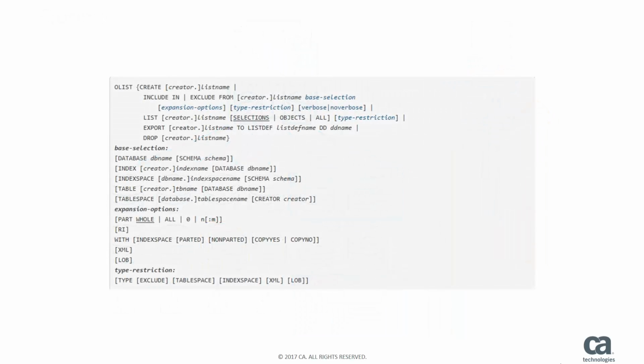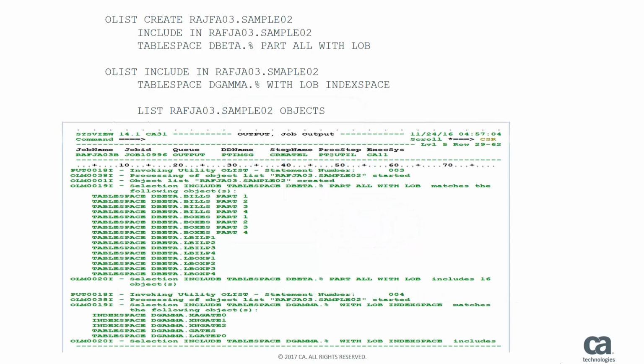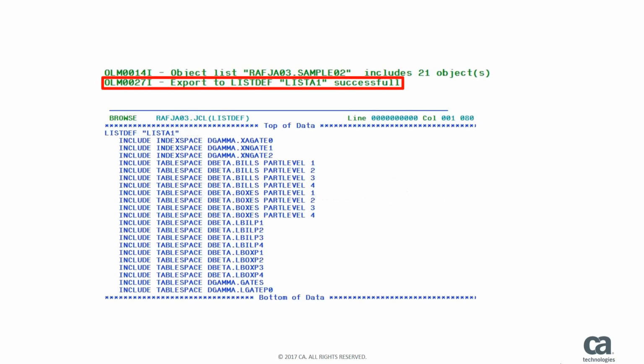As you can see, the syntax for the Object List Manager is quite intuitive. To make your lists, you use base selection, expansion options, and type restriction. If you really like the list def format, you can also export your Object List Manager lists to list def format. Once we have our list created, we can export the Object List Manager list to the list def format using the export keyword. Do not forget to define the output dataset. After exporting the Object List Manager list, you will get a list def list that is ready to use.